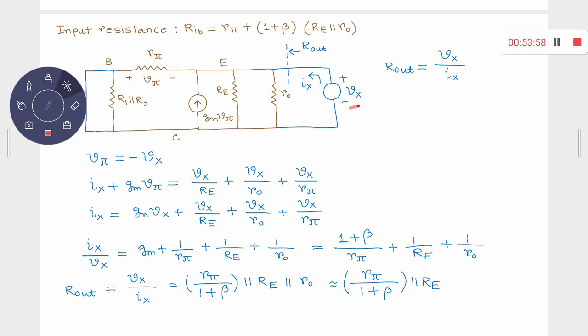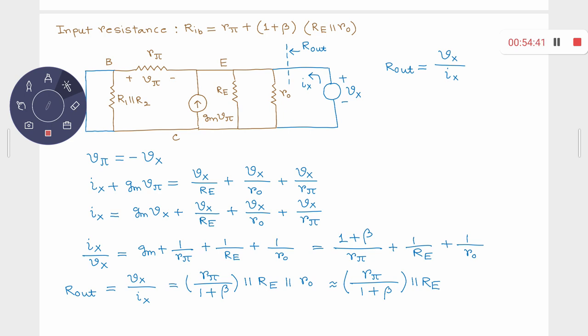You have applied Vx there. What is the relation between Vx and Vpi? Just opposite, Vpi is minus Vx. And then what you can do, you apply KCL there. So Ix and gm Vpi, these two currents are entering, and these are the currents which are leaving, for example, Vx upon ro, Vx upon RE, plus Vx upon r pi. The current that is entering and the current that is leaving, they are the same. And if you do the rest of the calculations, then ultimately this Vx upon Ix turns out to be r pi upon (1 plus beta) parallel RE.